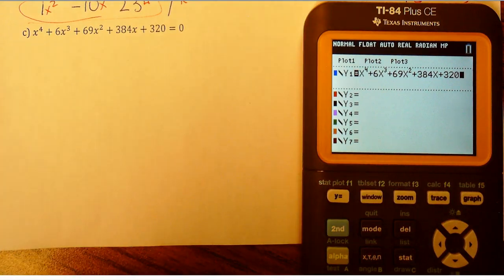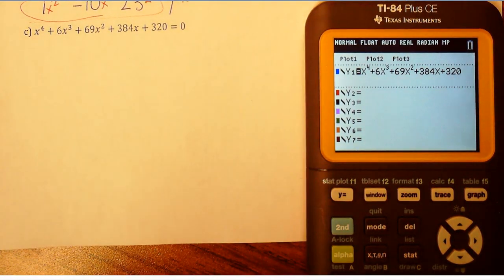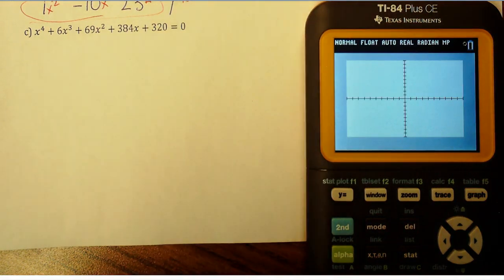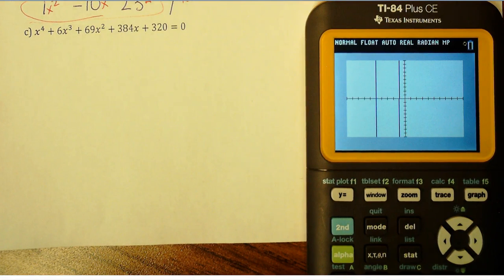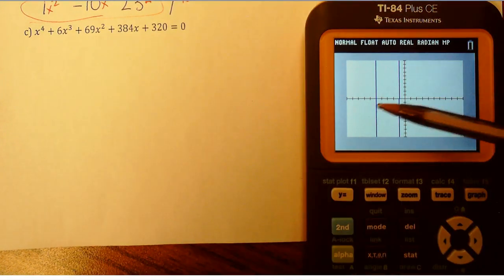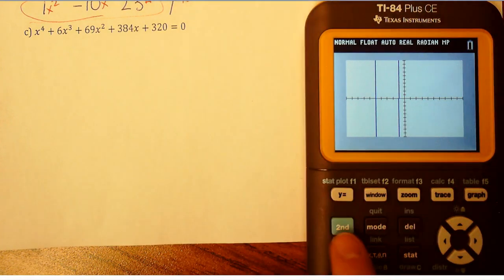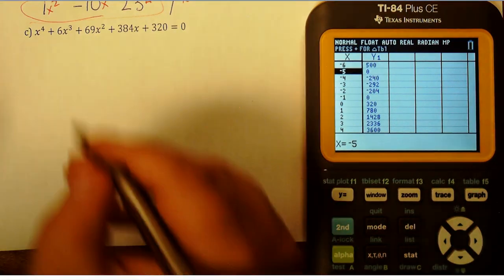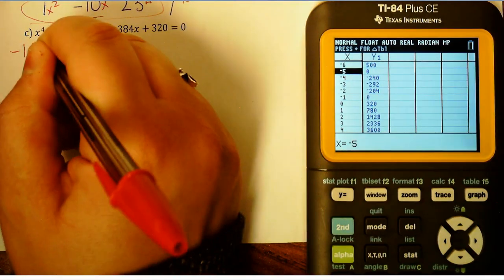I typed in this polynomial, so go ahead and pause if you need to, or rewind, and make sure you type in the polynomial. And then once you're ready, go ahead and hit the graph button. And I know I should have 4 answers to this question, but I'm only seeing the graph cross the x-axis in this window twice. So both of those look like nice numbers. This looks like -1 and this looks like -5. I'm just going to verify real quick by doing second graph to look at the table, and then I can confirm -5 and -1.